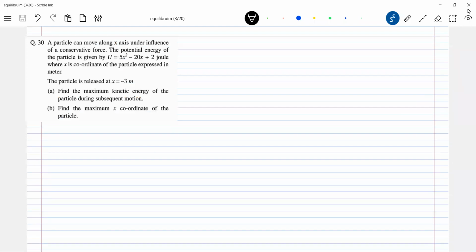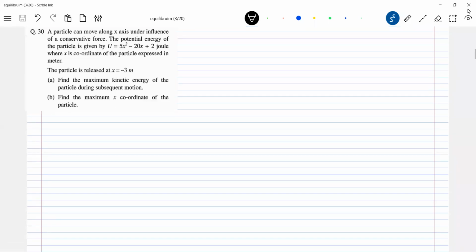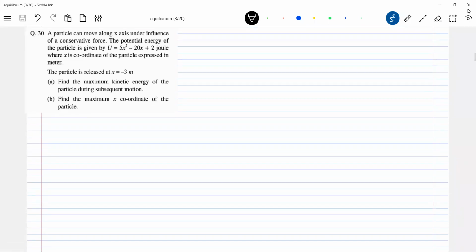Now come to the question. These are all maths based. You may find them very interesting, but as far as physics is concerned, the application part may not help much. So I'll discuss one or two problems in the end. That approach is what is needed. Okay, first we'll begin with this one. They're asking: the particle is released at x equals -3, find the maximum kinetic energy of the particle during subsequent motion. Overall, it's a conservative force.